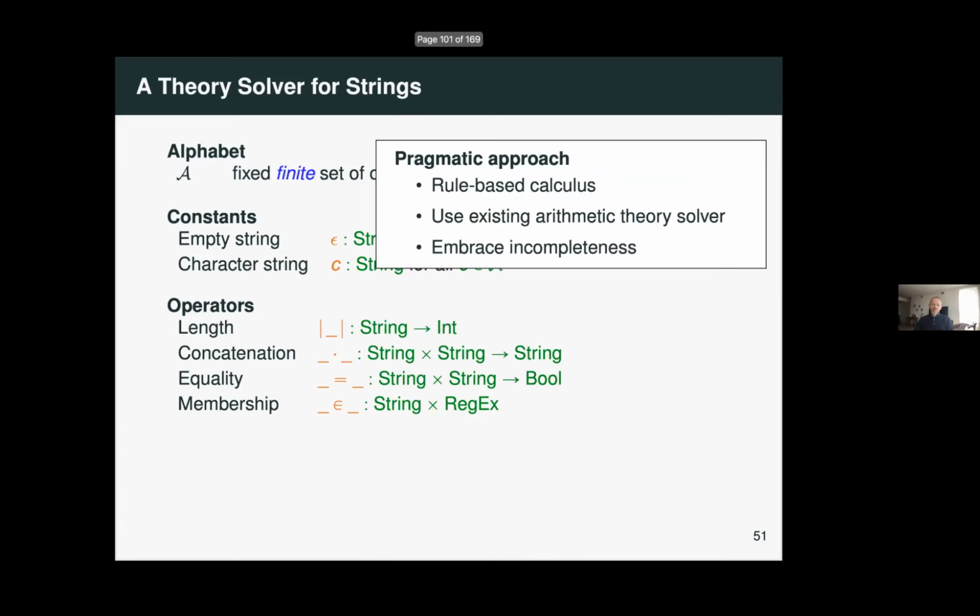Okay, so what do we do? Well, we take a pragmatic approach. We're going to create a rule-based calculus that we believe will work well in practice. We're going to leverage our existing arithmetic solver to reason about length and constraints about length, so we don't have to do that twice. And then we just sort of embrace the fact that our calculus may be incomplete, right? So we're not going to try to prove completeness when it could be a hard open problem or even undecidable. What we're going to work for is something that works well in practice.